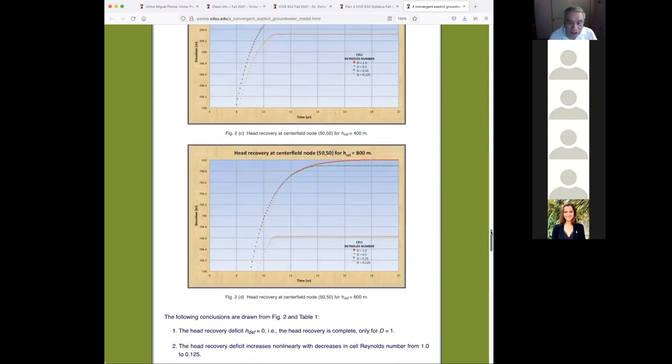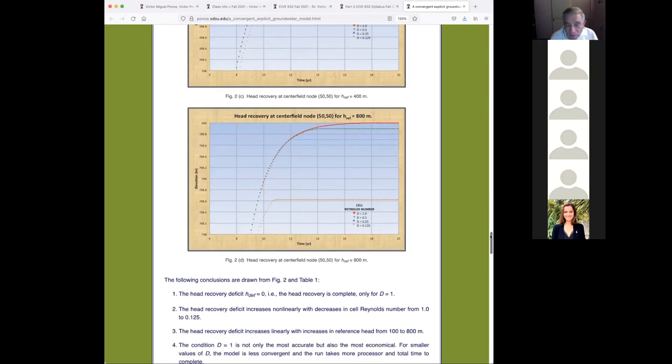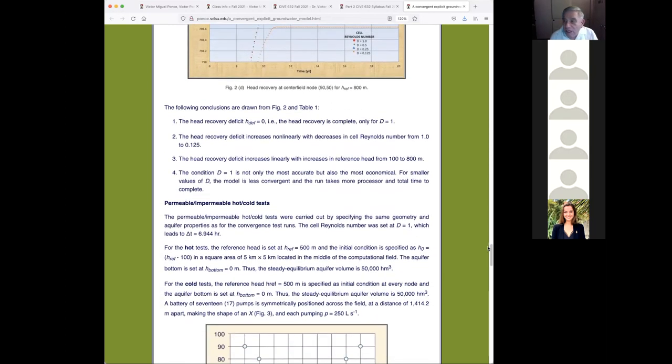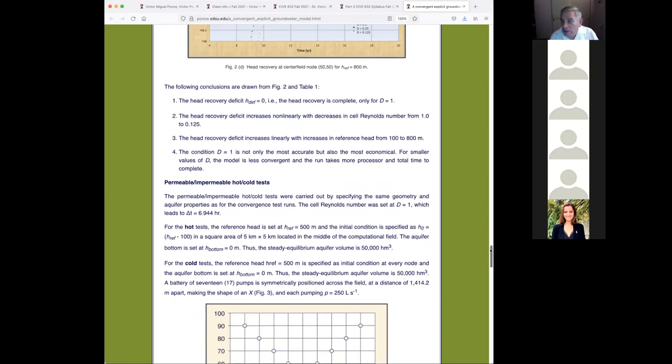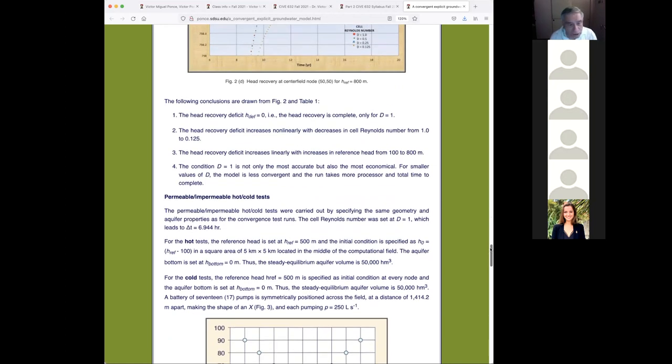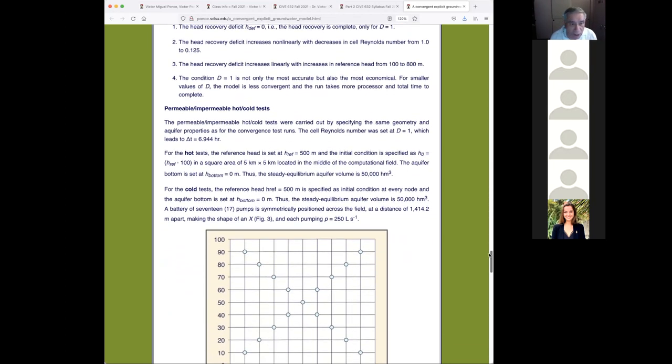Okay, so look at the situation. For the depth equal to 800, for an aquifer which is 800 meters, you had, let me see, 798, I think this is the number. So a 2 meter difference in the response when the cell Reynolds number was very low. And that 2 meter difference is already high. 798.4, right, it's 1.4 meters. Okay, so that is how to show the issue of convergence. We talked about convergence in surface water, now we're talking about convergence in groundwater.